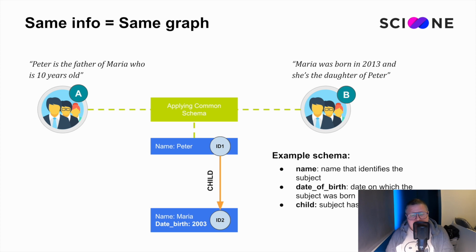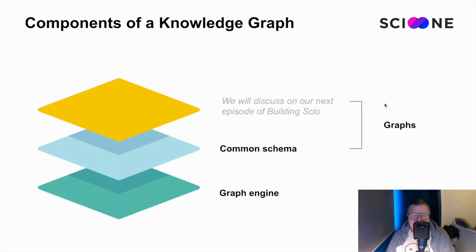So, what are the components of a successful knowledge graph? To fully take advantage of graphs, you need the following. First, a simple yet highly scalable and performant graph engine that allows storing and manipulating complex graph data. Secondly, a rich and expandable schema ensuring knowledge is expressed in a unified and predictable manner. And there's a third element needed, but we'll discuss this one in the next episode of Building Scio.